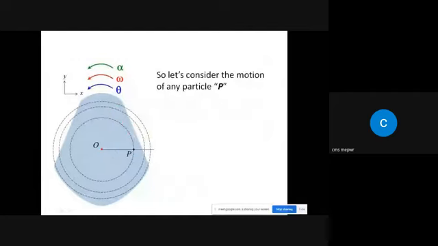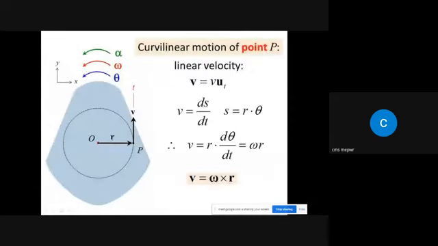Okay, now let us consider a particle P. We want to consider the motion of particle P. As I told you, a particle cannot undergo rotation; rather, it has curvilinear motion. So let us consider the curvilinear motion of point P, following some curved path. The velocity can have two components, but usually the direction of velocity is given as tangent to the path. So this is tangent to the path, and that's why we have shown velocity like this.